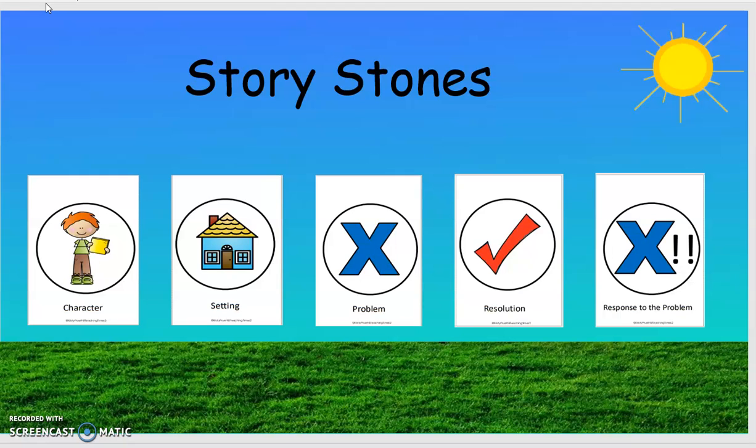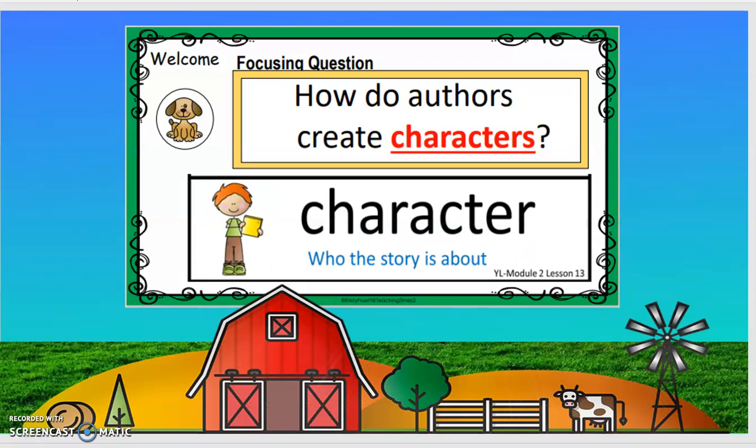There's a couple other story stones there. We have not learned about those yet. As we continue learning about story elements, we will add each of those in. But there is problem, resolution, and response to the problem. Today I'm going to ask you to focus on this first one over here. This is the character. That leads to our question of the day. How do authors create characters?